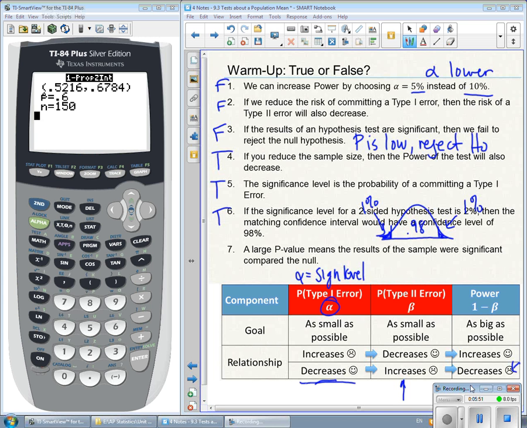In number 7, it says a large p-value means that the results of the sample were significant compared to the null. While that is a false statement, we always want our p-value to be small so that we can reject our null hypothesis. So that is false.